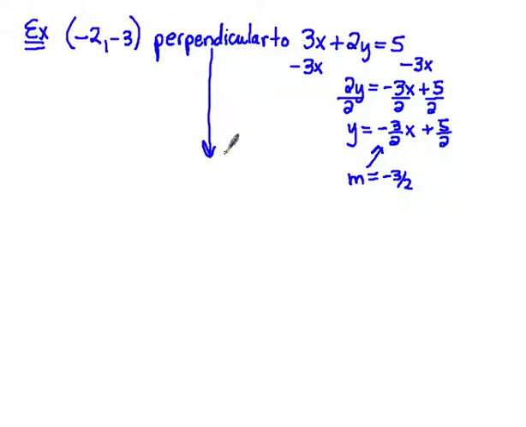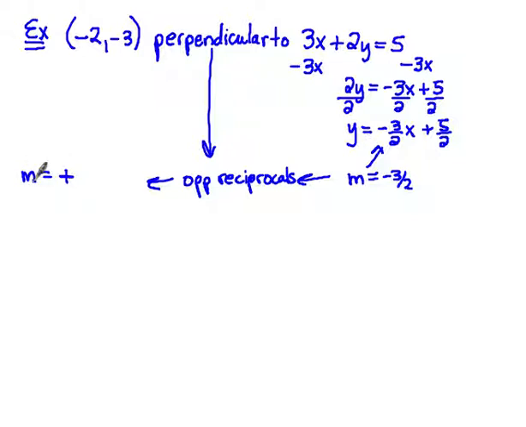What do we know about perpendicular slopes? They're opposite reciprocals. So, the slope of my line: the opposite of negative would be positive.